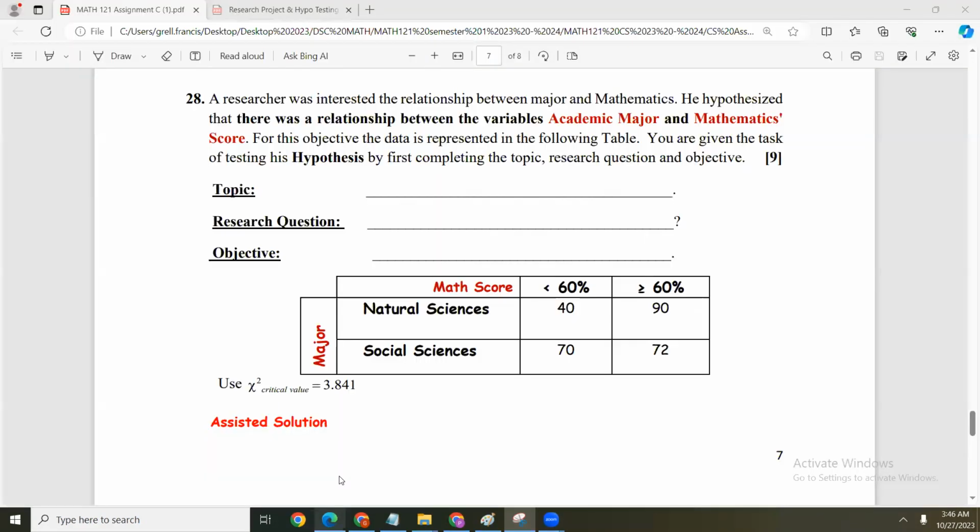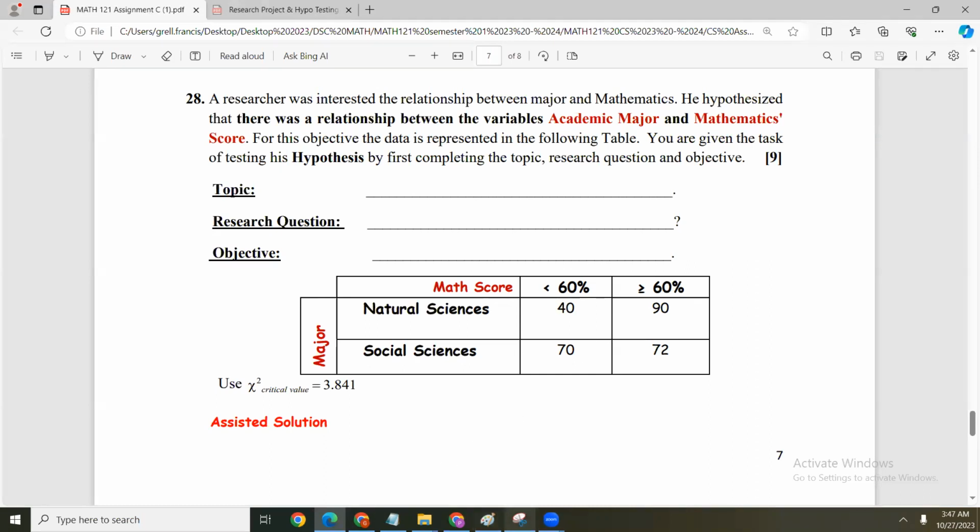In the assignment, the data that was collected is presented in this contingency table. The students were divided into two majors, the natural sciences and the ones in the social sciences, and a test was given. The math scores were recorded and were grouped into two main groups, those that scored less than 60% and those that scored at least 60%. So for example, this 40 says that 40 students from the natural sciences scored less than 60%. The 72 says 72 students from the social sciences scored at least 60%.